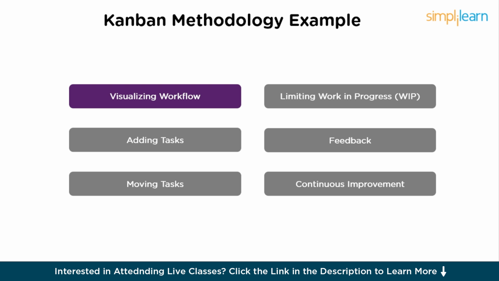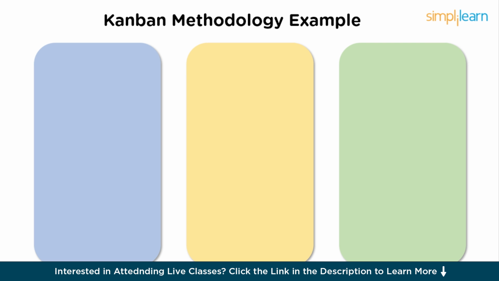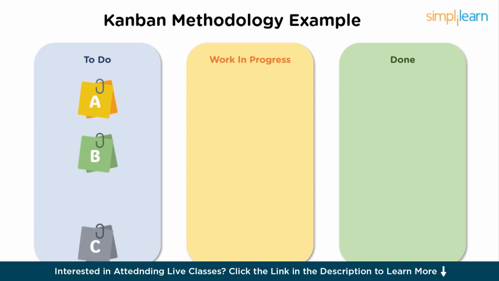Imagine you are managing a software development project using Kanban methodology. So here is a simplified example to illustrate how Kanban works. Visualizing the workflow. Create a Kanban board with columns representing different stages of your development process. For simplicity, let's say you have 3 columns: to do, in progress, and done. Adding task. You start with several tasks in to do column. So initially, you have task A, B, and C in to do column.